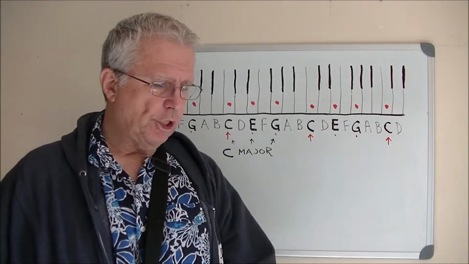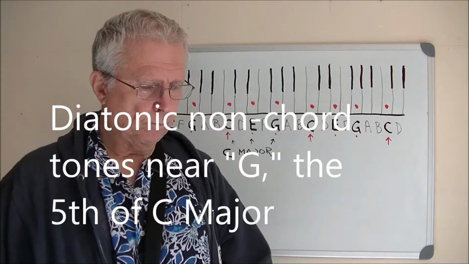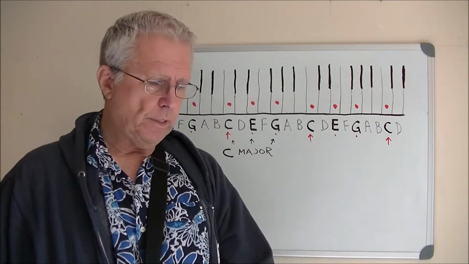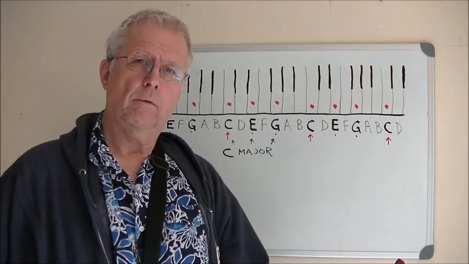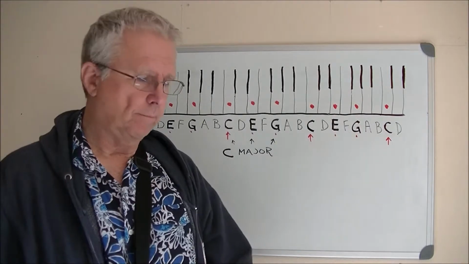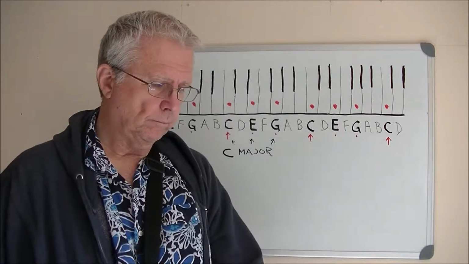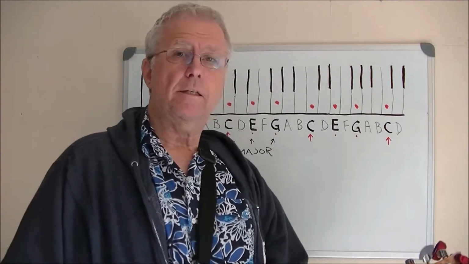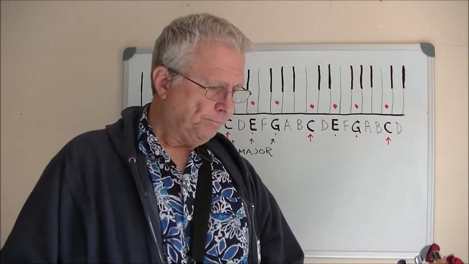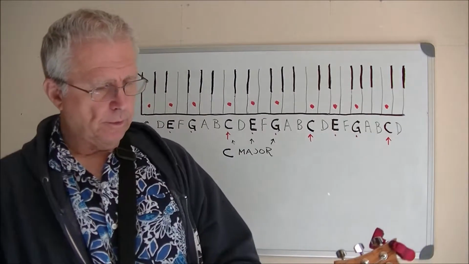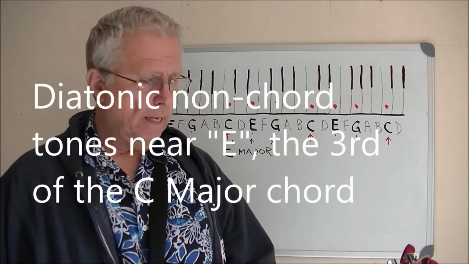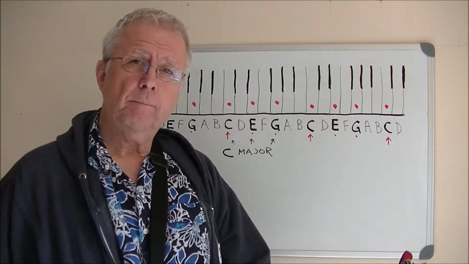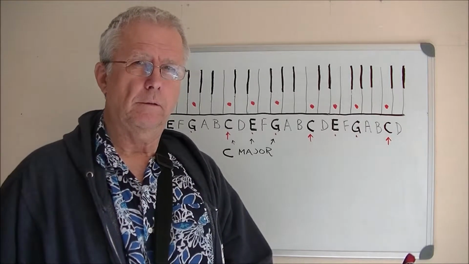Okay, let's look at G. There's a scale note above it, and there's a scale note below it. And those both would be diatonic non-chord tones. And then finally, let's see, there's an E, and there's a scale note above it and a scale note below it.